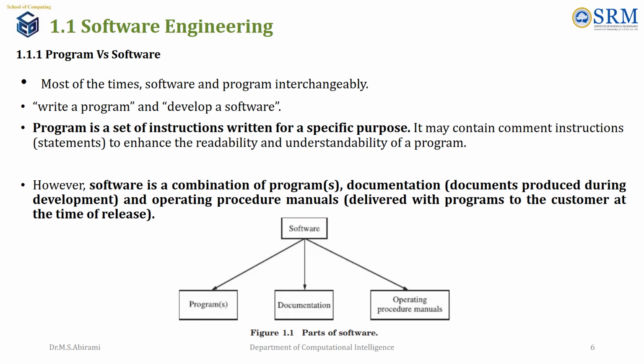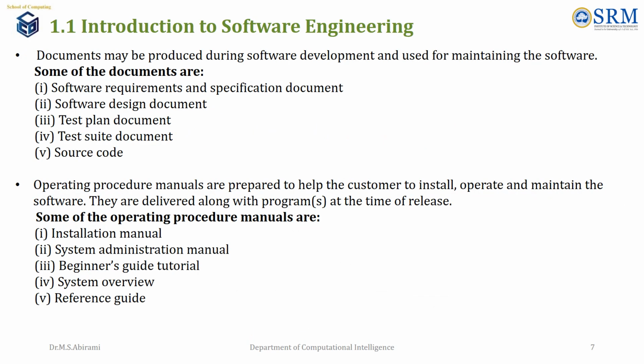Now we'll discuss the difference between a program and software. A program is a set of instructions written for a specific purpose. However, software is a combination of programs, documentation, that is, documents produced during development, and operating procedure manuals, that is, manuals delivered with programs to the customers at the time of release. So software is programs, documentation, and operating procedure manuals. These are all the parts of the software.